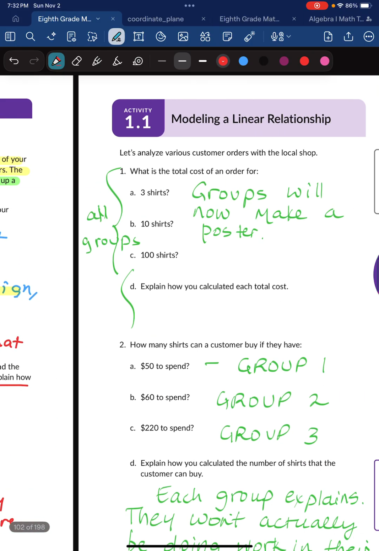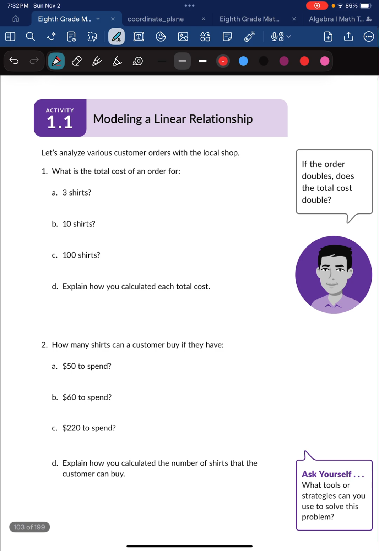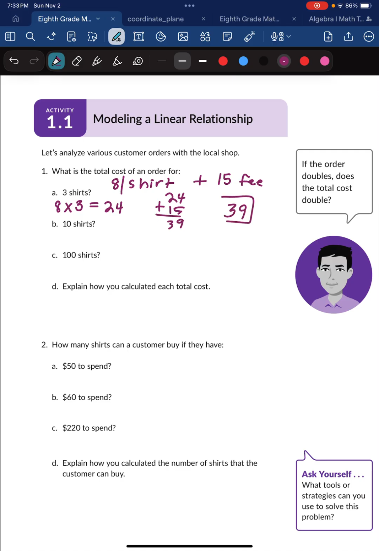Okay, so let's move on. Let me make a copy of this page. Okay, so we're going to analyze various customer orders with that local shop. So what is the total cost for an order of 3 shirts? So we know it's $8 per shirt plus a $15 fee every time we have a new design. So 8 times 3 is 24, and 24 plus 15 is 39. So 3 shirts would be $39.